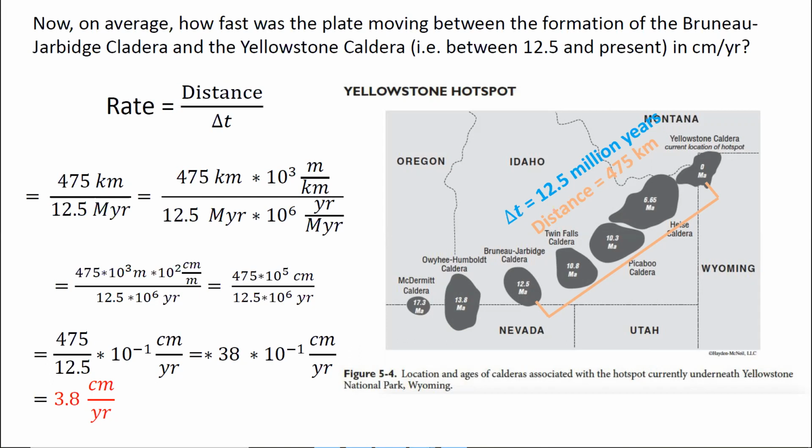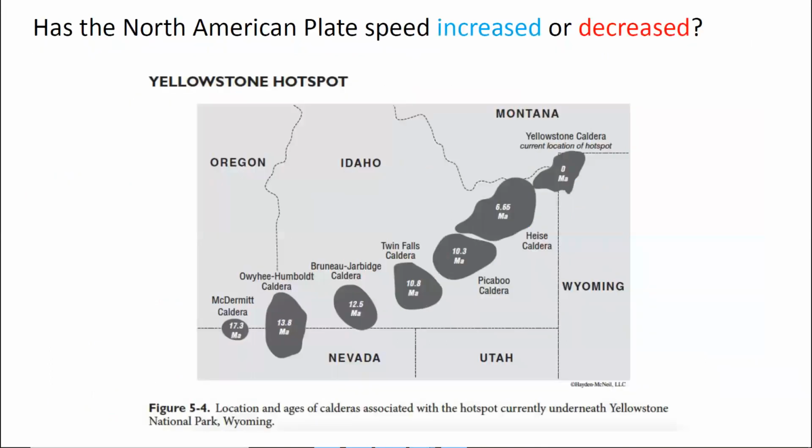So they are separated in distance by 475 kilometers and separated in time by 2.5 million years. And so that gives a rate of 3.8 centimeters per year. That begs the question, has the North American plate speed increased or decreased as a function of time? As we calculated between the formation of the McDermott caldera and the Bernot-Jarbidge caldera, the plate was moving at 5.2 centimeters per year. And then between the Bernot-Jarbidge caldera formation and the Yellowstone caldera formation, the plate was moving at 3.8 centimeters per year.